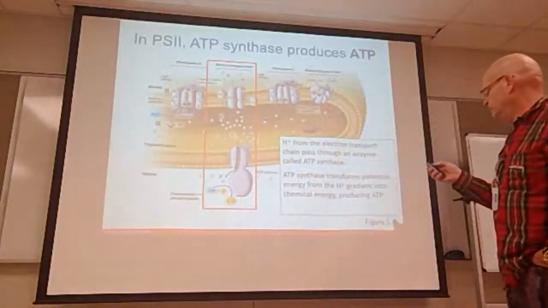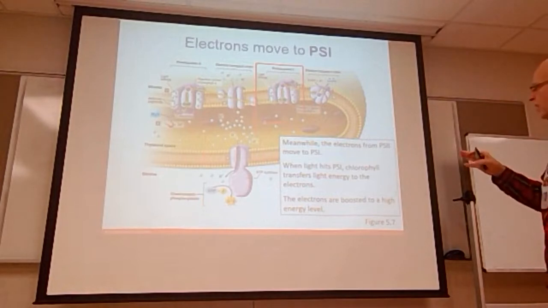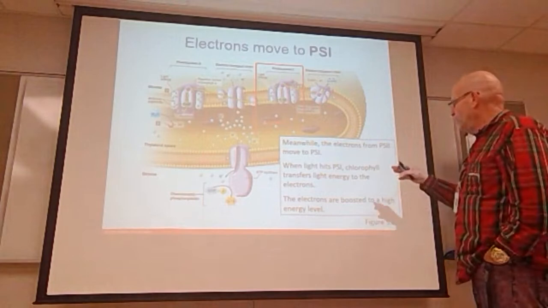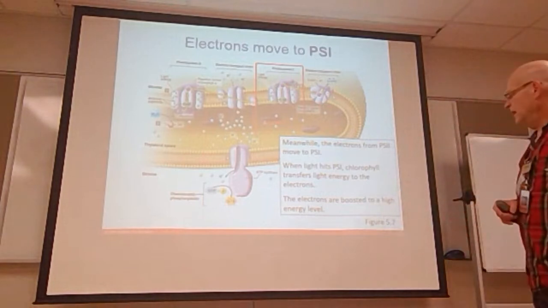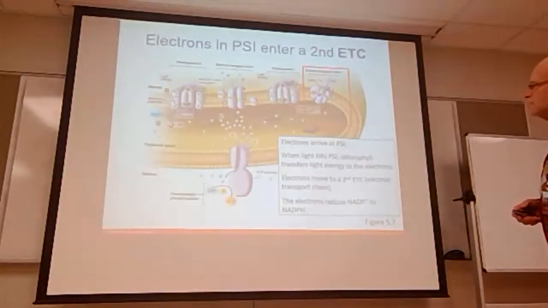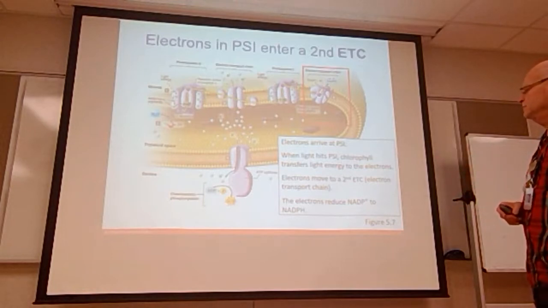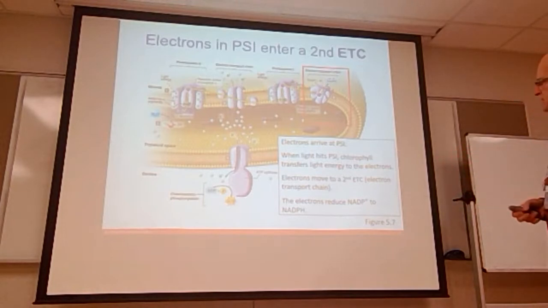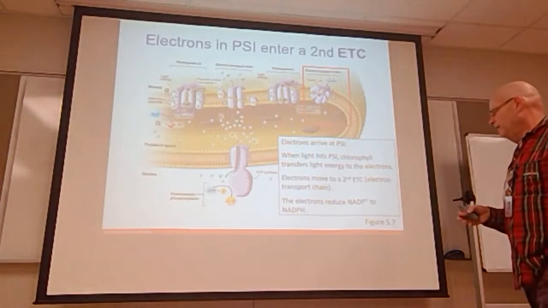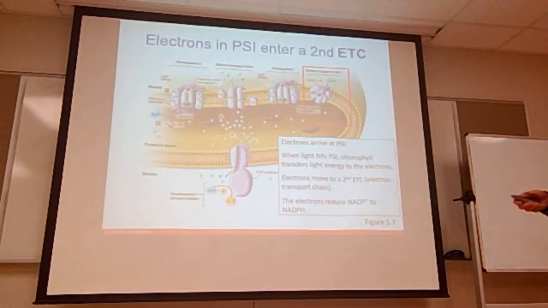to form ATP. Then in photosystem 1, the electrons from photosystem 2 move on to photosystem 1. Chlorophyll then transfers light energy to the electrons, and they are boosted to a high energy level once again. And again, there's another electron transport chain for photosystem 1. The electrons move to a second electron transport chain, and then the electrons reduce NADP to NADPH.